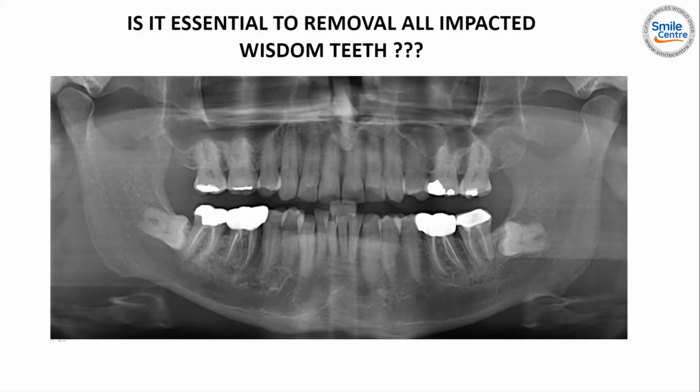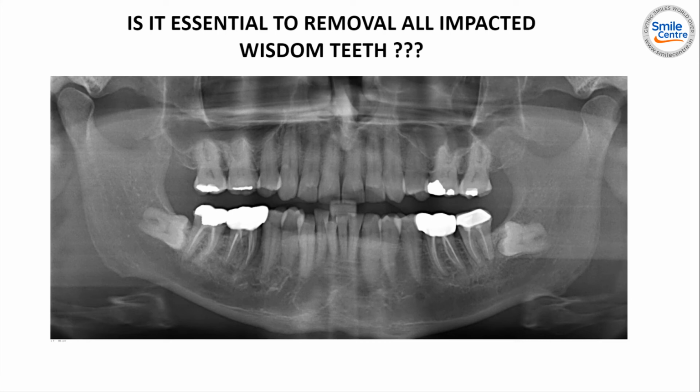Wherever there is a problem, when there is no problem, we do not extract wisdom teeth. We just leave it for observation. It's important that we observe these wisdom teeth to ensure that they don't develop anything abnormal in relation to the wisdom teeth, say like a cystic lesion or a cancerous growth or something like that.